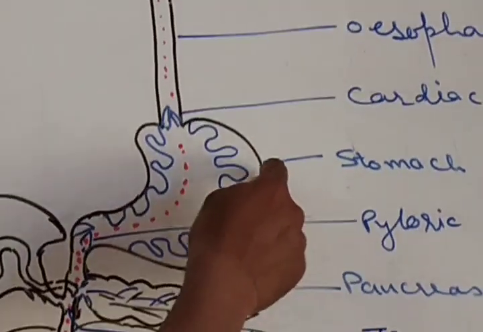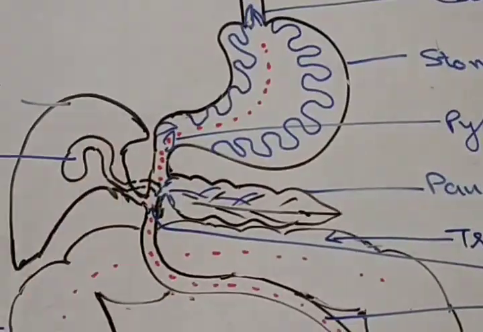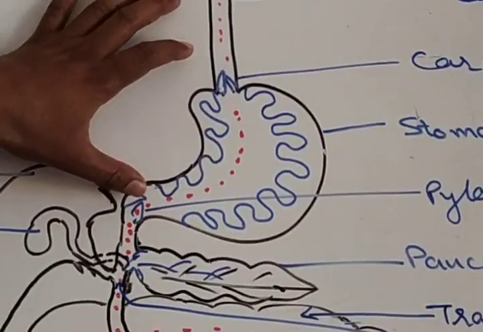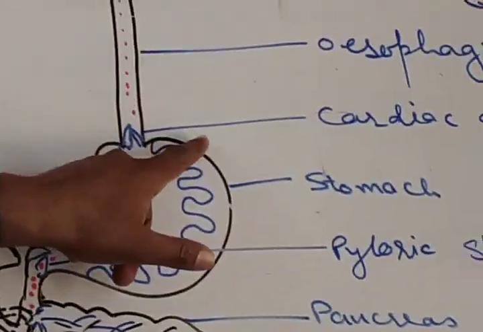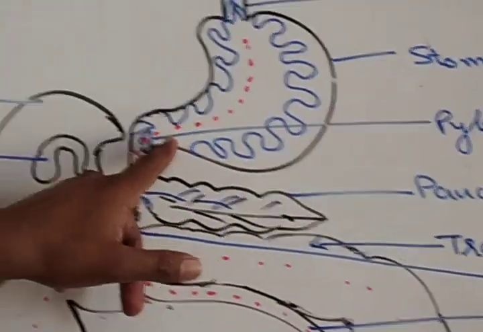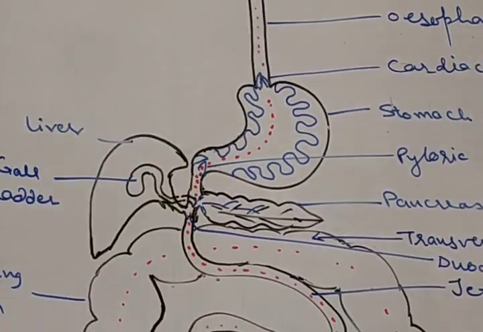The stomach is the major organ of digestion in human beings, which has four parts, mainly fundus, cardiac, body and pyloric. We divide the stomach into four parts. I repeat all those four parts. This part is called the fundus, this part is called cardiac, this part is called the body, and the last part is called the pyloric part.